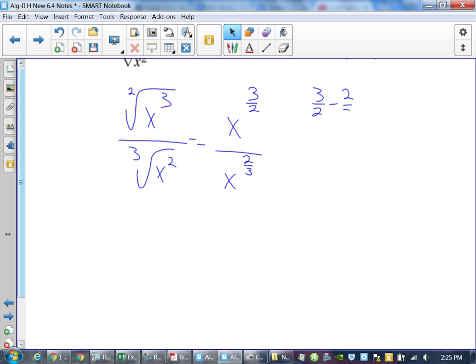So all you have to do then is figure out what 3/2 minus 2/3 is, which is a very simple common denominator to get. What's going to be the common denominator? 6. So multiply the bottom one here by 3, multiply the top one by 3. I get 9/6 minus, was it 4/6? So then I get, for my answer, x to the 5/6.